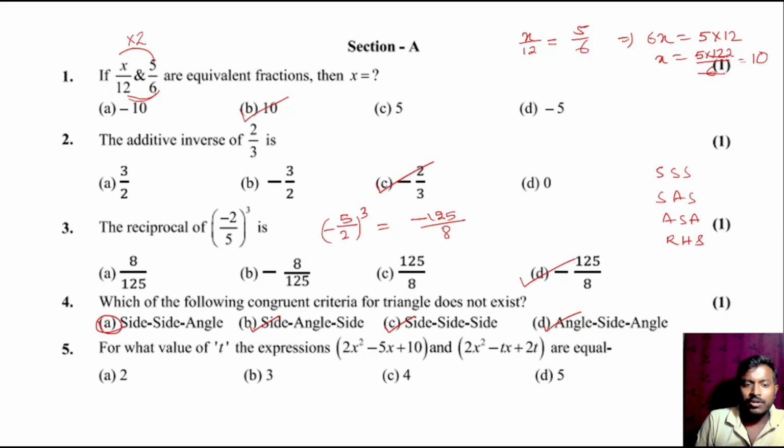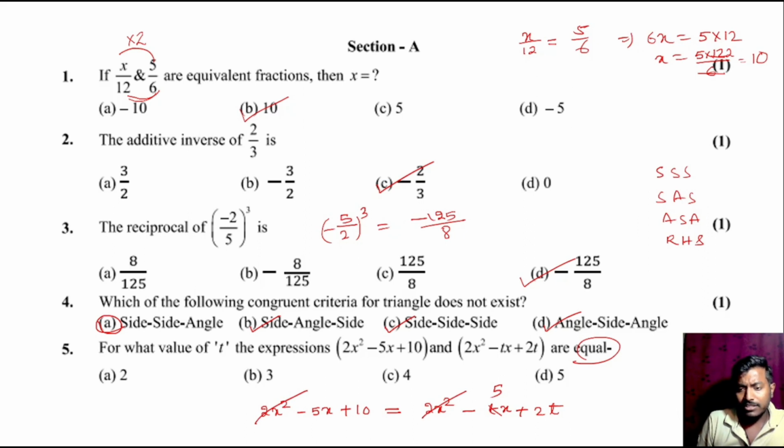Next question: for what value of t are the two expressions equal? Write down 2x square minus 5x plus 10 equals 2x square minus tx plus 2t. Equal means put in place of t the value 5, because here the 2x square cancels, and in place of t there is 5, so put 5. The answer is option D, which is 5.